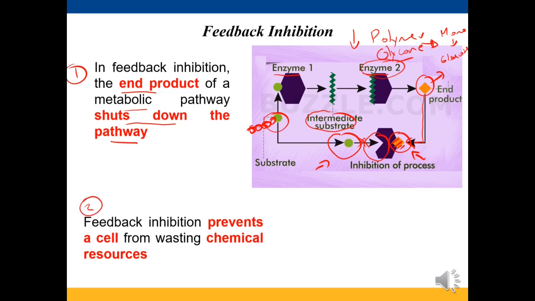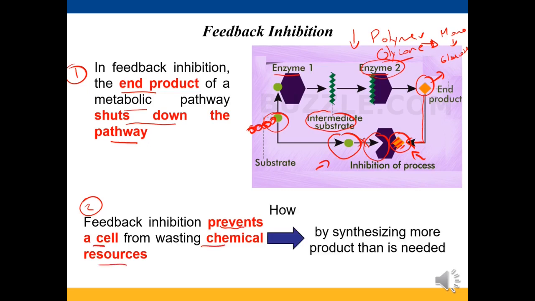And as I said, the second thing that I want you to remember is that the feedback inhibition prevents a cell from wasting chemical resources. And how does it do it? By not synthesizing more product than is needed. And this is the last idea that I want to tell you today.